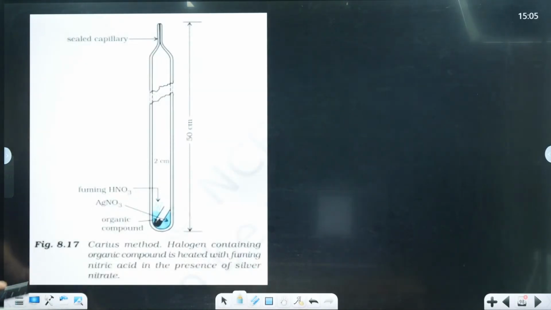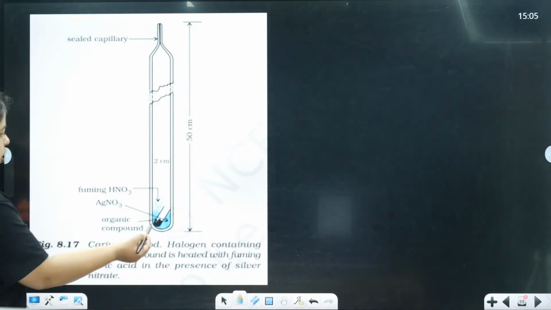Next, this is how the Carius method is going to happen, where the halogen-containing organic compound is heated with fuming nitric acid in the presence of silver nitrate. Okay, this is the organic compound.